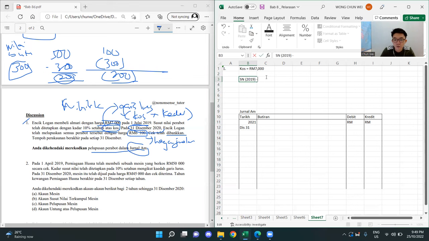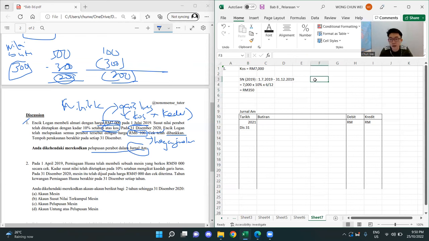So this 2019 is actually from when? From 1st July 2019 sampai tempoh akhir is when? 31st December 2019, right? So meaning 7, 8, 9, 10, 11, 12, 6 months. We only use for 6 months in 2019. So use the cost. This is garis lurus, so it's straight away times 10%, and then times 6 months, 6/12. And you get how much? 350. Okay, that is for susut nilai for 2019.